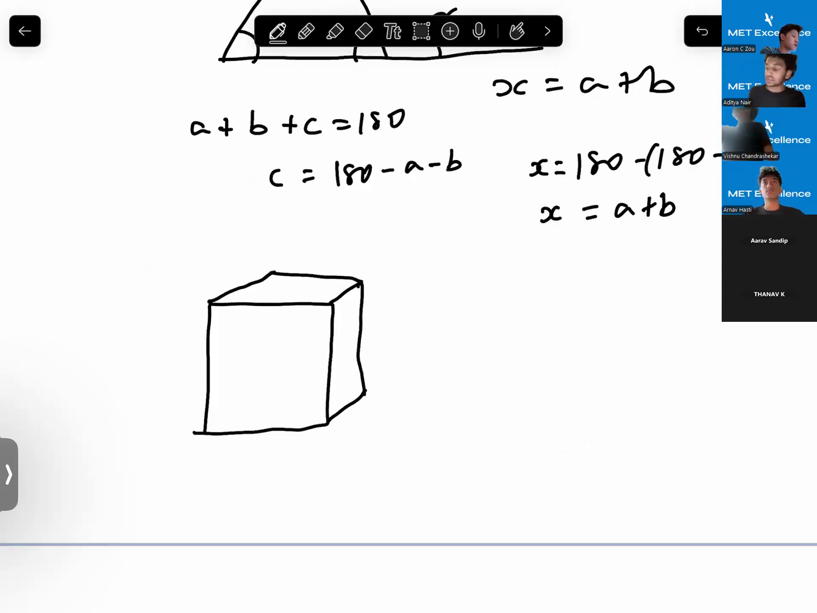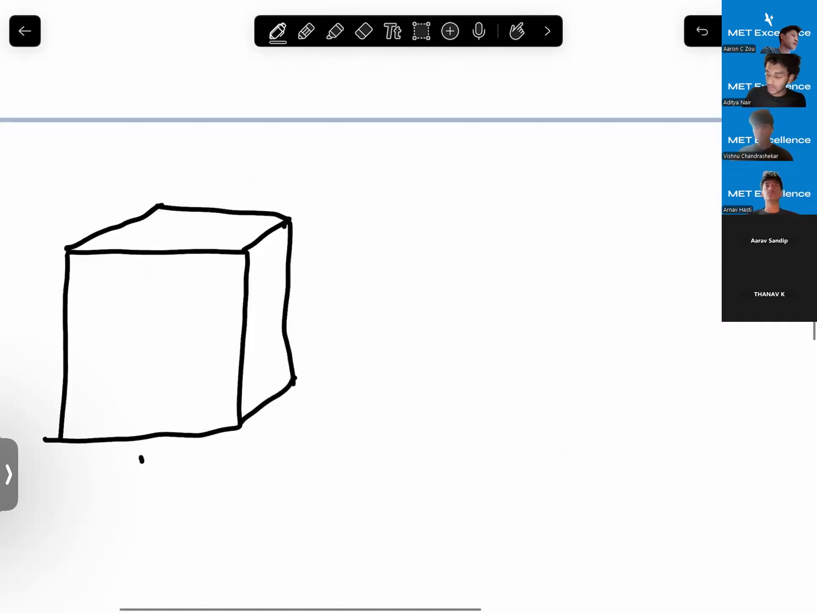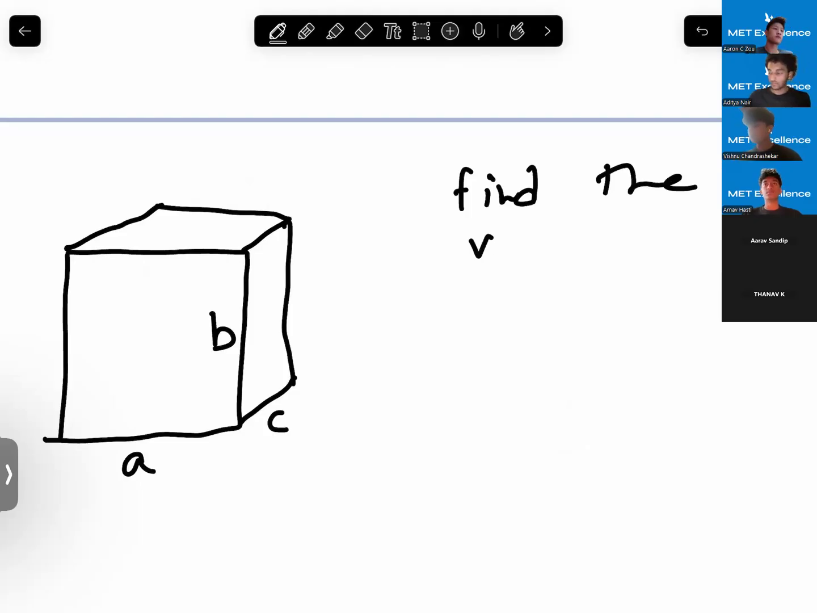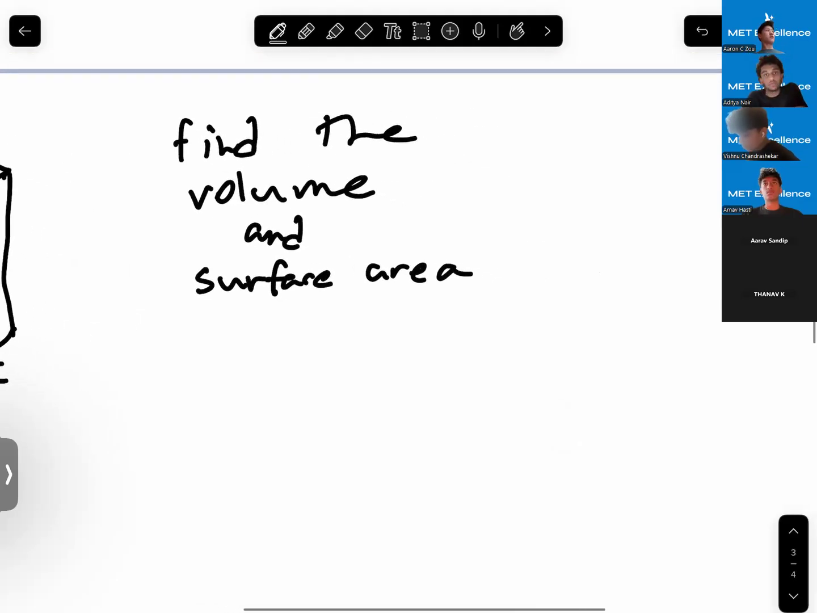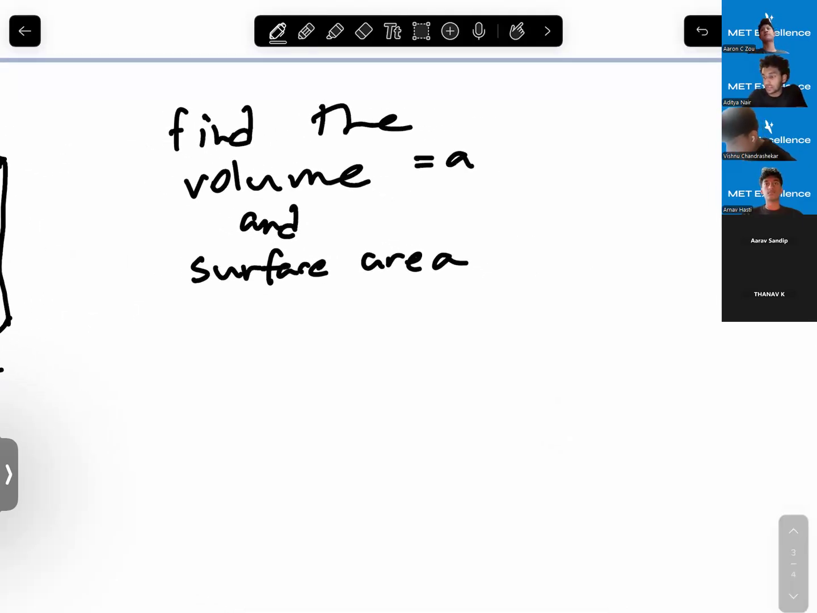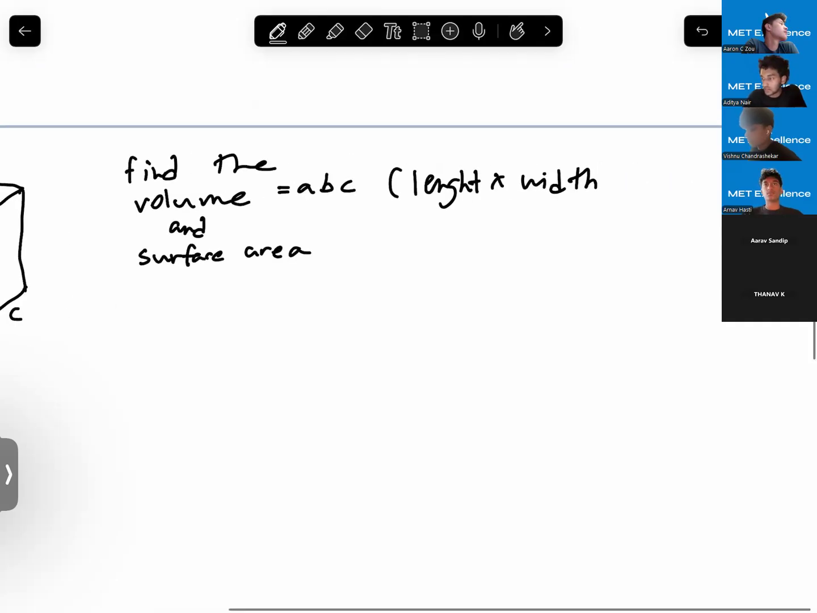All right. This is gonna be a rectangular prism with sides A, B, C. Find the volume and surface area. Okay, I see a lot of A, B, C for the volume. That's correct, because for a rectangular prism, it's going to be length times width times height or depth.